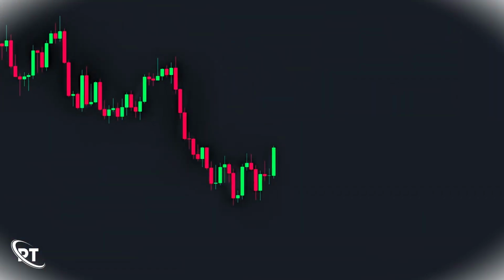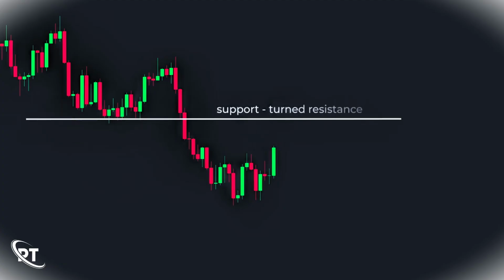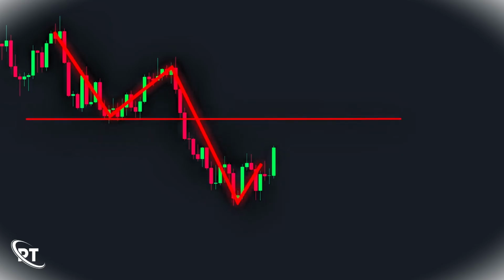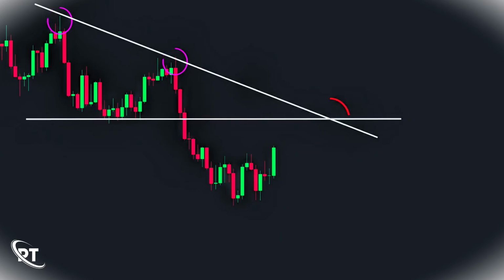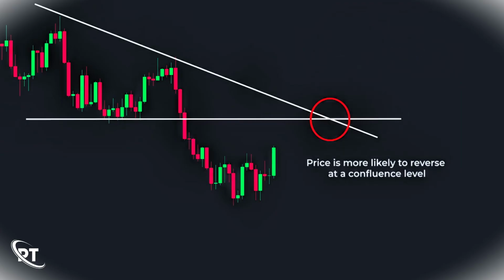Here's another example. In this chart, we see that the price is in a downtrend, and it has formed a support-turned-resistance level. This happens because the price initially formed a support level, as price rejected it once, but then price broke below it, and is now approaching it again from the bottom, making this an area of resistance. However, we also see that the price has made 2 lower high points, creating a strong trend line. This area where the trend line and resistance level intersect is called a confluence level, an area where multiple key levels meet. Price is more likely to reverse at a confluence level.